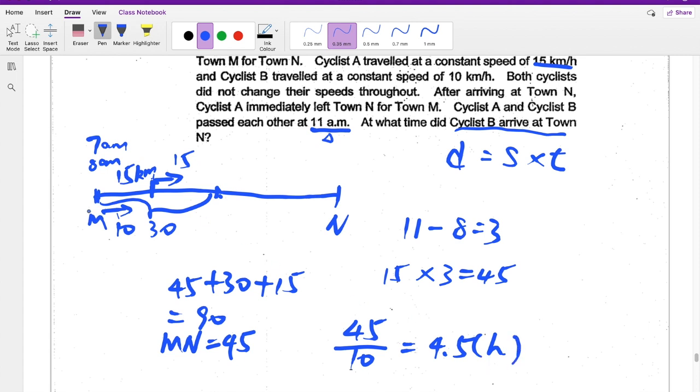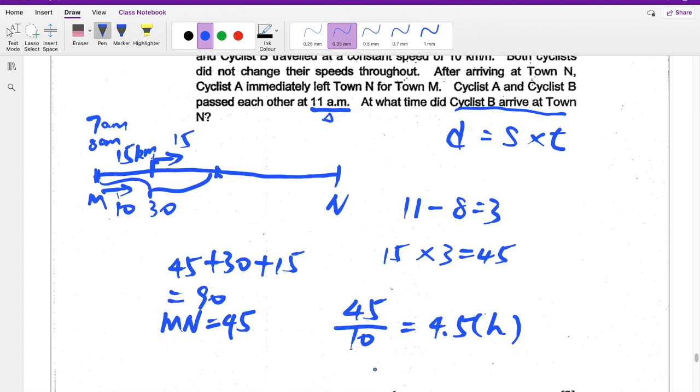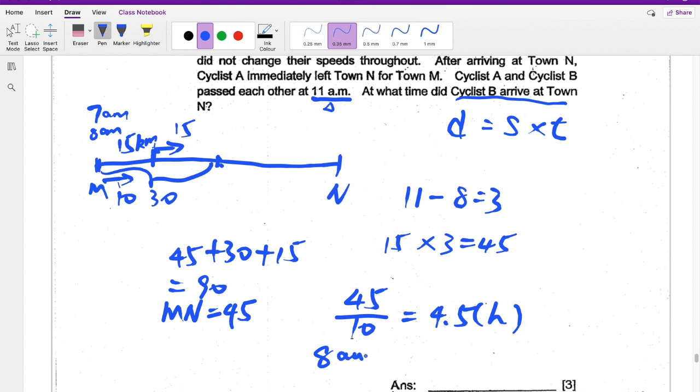So we see here he starts at 8 a.m. from M. So 8 a.m. plus 4.5 hours becomes 12:30 p.m.